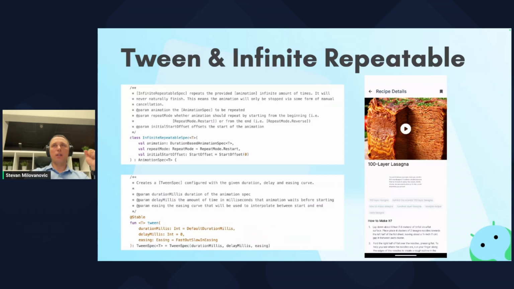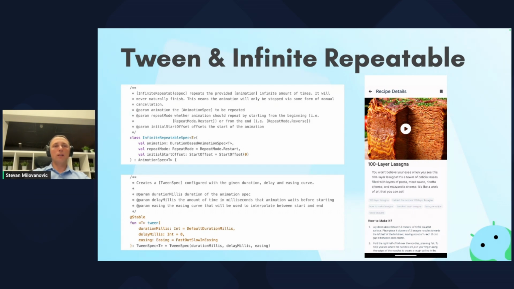And let's check the example I already mentioned. So if you look at the animation on the right side, that was the animation we already defined previously when we explained infinite animation. So let's see what we actually used there. As I said, we used infinite repeatable spec. And as you can see here, it accepts duration-based animation spec. And for that, we used tween animation spec, where we defined the duration. We didn't define the delay, which means we will use the default value, which is without a delay.